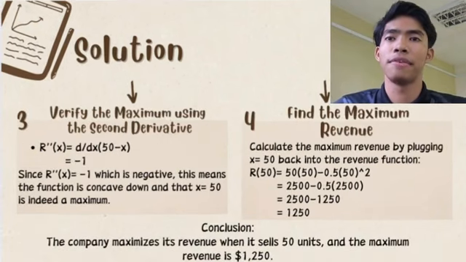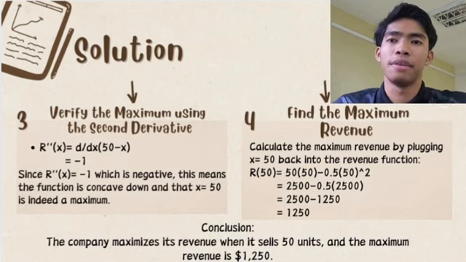The third one is to verify the maximum using the second derivative. So R''(x) equal to d/dx of (50 minus x). So we get the answer negative 1. Since R''(s) equal to negative 1, which is negative, this means the function is concave down and that x equal to 50 is indeed a maximum.